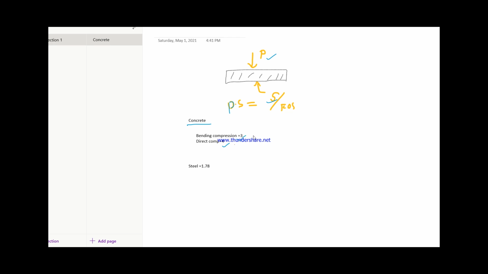Now the question is, why do we use 3 for bending compression and a factor of safety of 4 for direct compression? If I draw the stress diagram for direct compression, it would look like this. This is for direct compression and this is for bending compression.